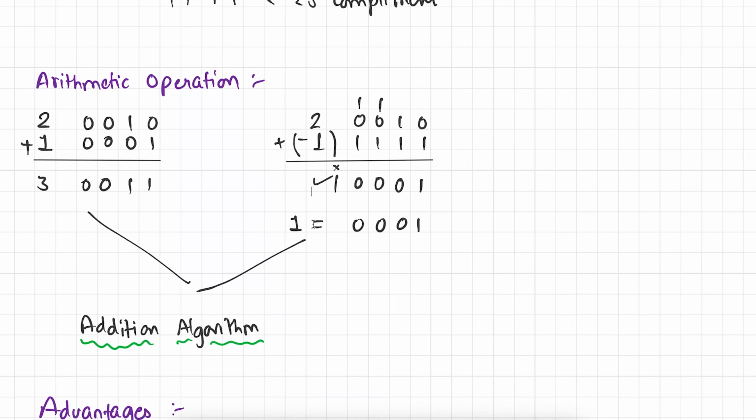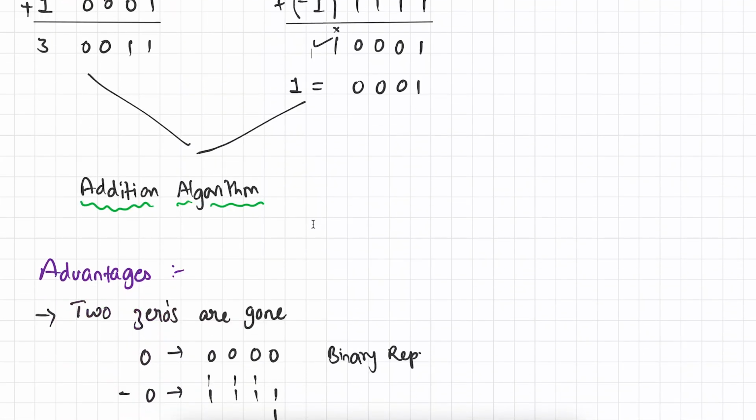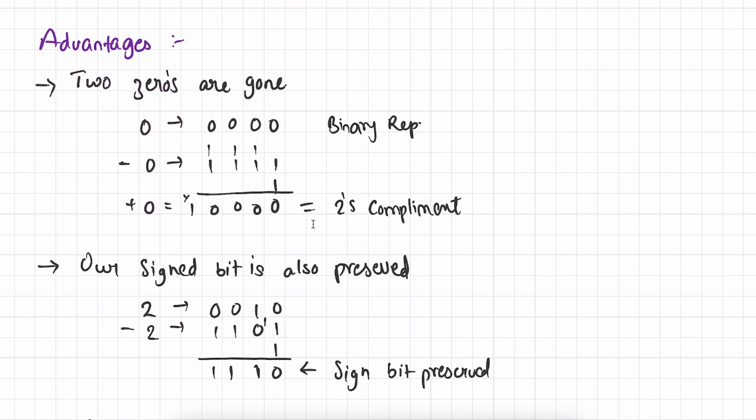If I talk about multiplication and division, it's also going to work. You can check it out. But this approach has many advantages, so let's see all the advantages one by one. The first advantage is our 0 is gone. Yes, you heard it right. Our 0 is gone completely. How? Let me show you.